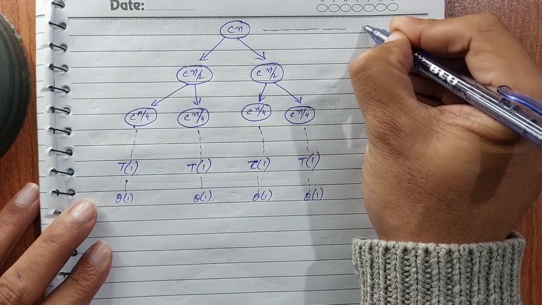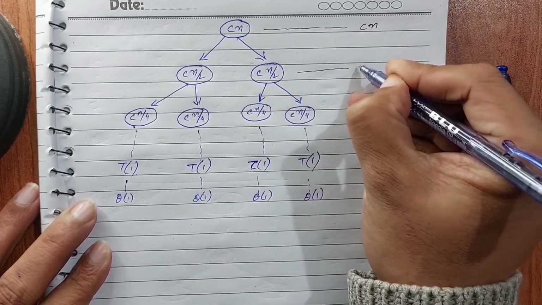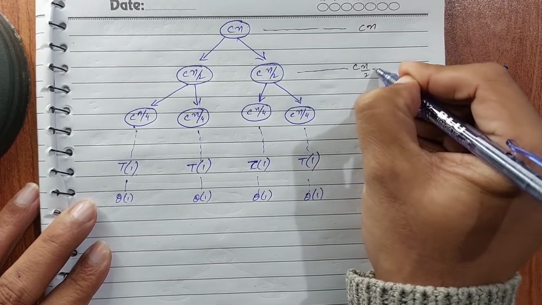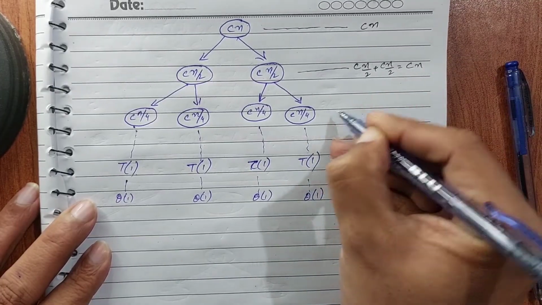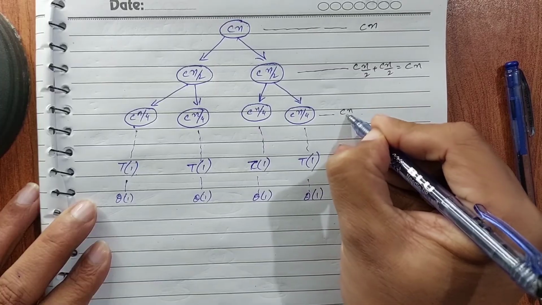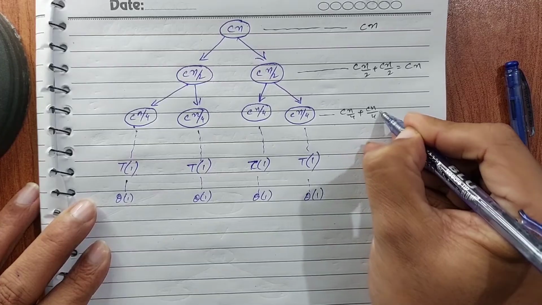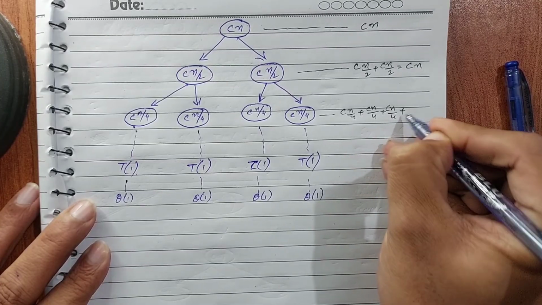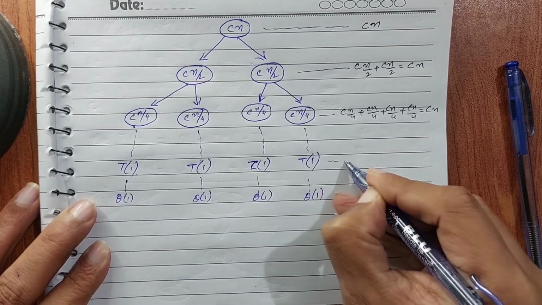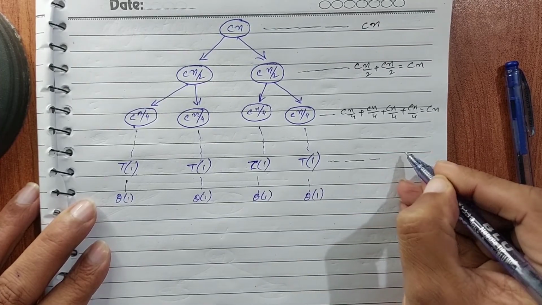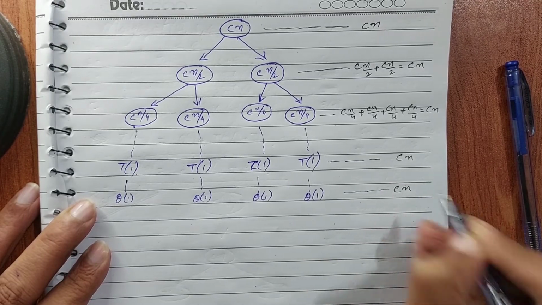So this is going to be cn. Here it is cn by 2 plus cn by 2, that is cn. Here it is cn by 4 plus cn by 4 plus cn by 4 plus cn by 4, which is again cn. In the same way we can see that the time complexity at each level is cn.